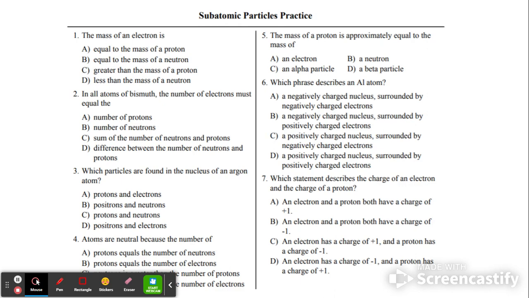Question 7. Which statement describes the charge of an electron and the charge of a proton? An electron has a charge of -1, and a proton has a charge of +1. Thus, the answer is D for question 7.